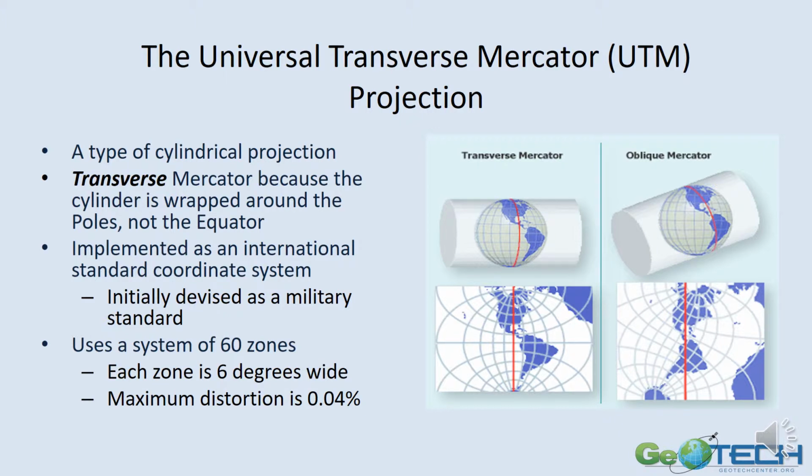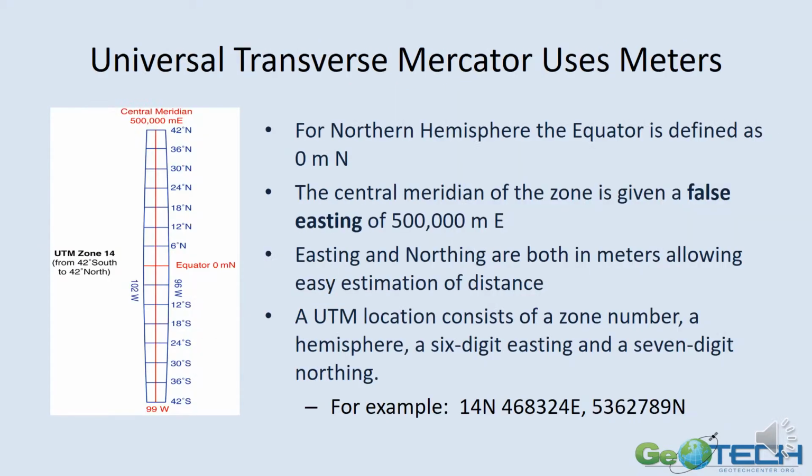The Universal Transverse Mercator, often shown as UTM projection, is a type of cylindrical projection, and the difference is that in the transverse Mercator, the cylinder is wrapped around the poles and not the equator. It's been implemented in international standards, and it was initially devised for use by the military. It uses a system of 60 zones, and each of the zones is 6 degrees wide and has very little distortion within each of its zones.